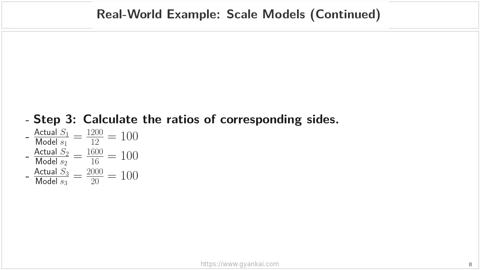This gives us a ratio of 100. Next, we take the second side of the actual roof, 1,600 centimeters, and divide it by the second side of the model, 16 centimeters. Again, we get a ratio of 100. Finally, let's check the third side. 1,200 centimeters divided by 20 centimeters also results in a ratio of 100.